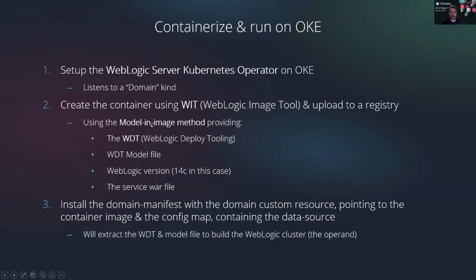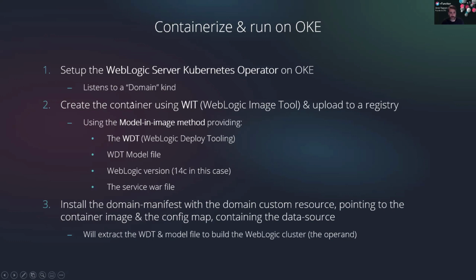We're going to use the model in image method. The model in image method means that in the container we have in it the WebLogic deploy tooling, so WDT, the model file, a target WebLogic version, so which WebLogic server to create, and the service WAR file itself that's going to be deployed. So what it'll do, this WebLogic image tool, it will take the model file, it will know how to create its own container, it will bring up a WebLogic cluster, and run this service WAR on it.